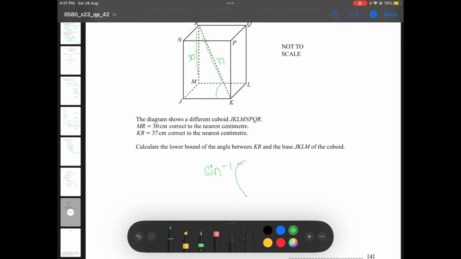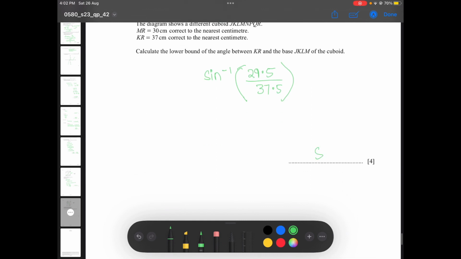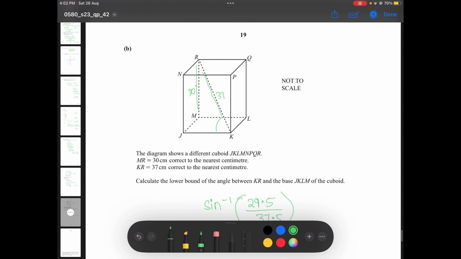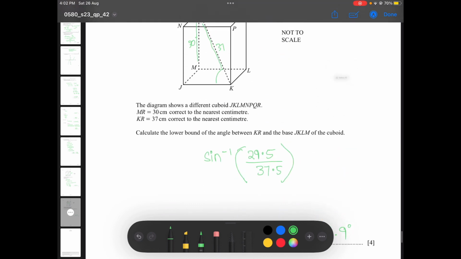If you want to get the lower bound, you have to use a smaller value on the numerator, which is going to be 29.5, and the larger value on the denominator, which is going to be 37.5. Sine inverse of 29.5 over 37.5 equals 51.9. Hence that's the answer for this. You can try this if you're unsure which one is going to be the smaller one, so you can put 29.5 to 30.5 and 37.5 to 36.5. In this way you'll get 56.6, which is not the smallest possible. Hence this is the correct answer, and we've reached the end of the paper.